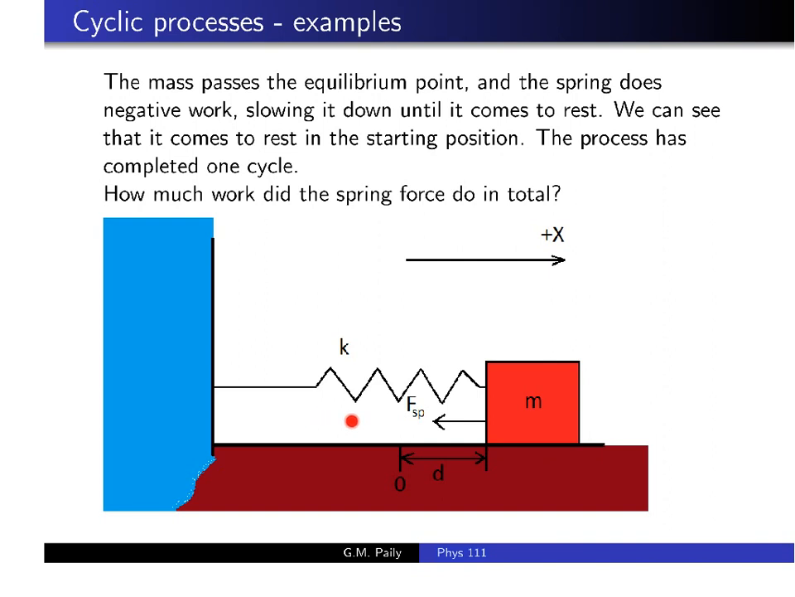During this quarter, the two of them were pointing in the same direction again, so it was doing positive work. And then during this quarter, they were pointing in opposite directions, so it was doing negative work. And you can crunch the numbers, and you will see that if we look at one complete cycle, the total work done by the spring force is 0. Okay, so that's one example of a cyclic process. Let's look at another example of a cyclic process.